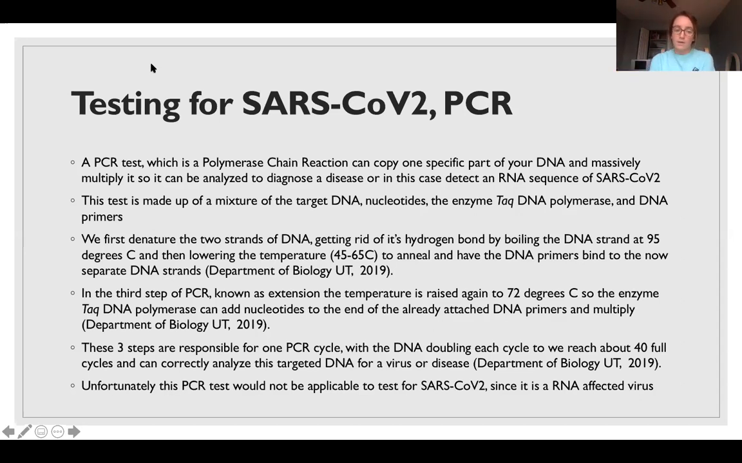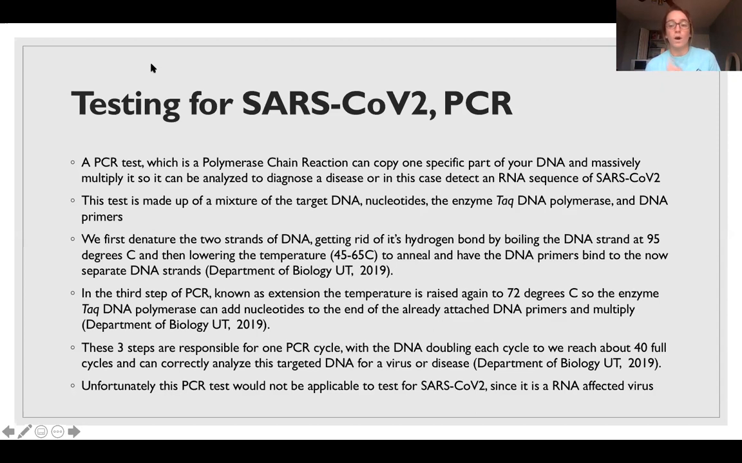The third step of this PCR test is known as extension. The temperature is raised for the third time to 72 degrees, so the enzyme Taq DNA polymerase can add nucleotides to the end of the already attached DNA primers and multiply. So basically, the enzyme is the part that multiplies it. It's the third step, and that's what the PCR cycle is, these three steps of denaturing, annealing, and extension.